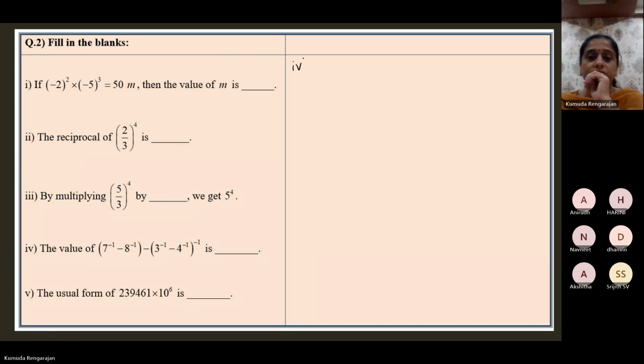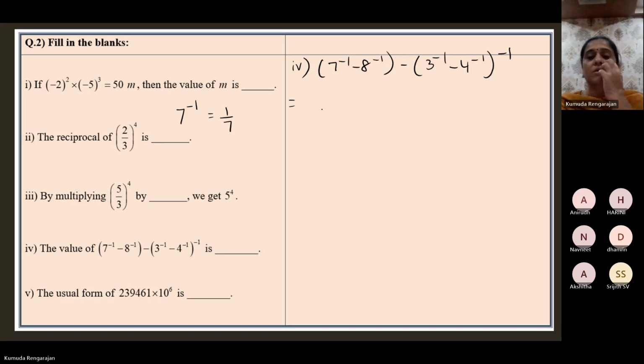So 7 to the power minus 1 is equal to reciprocal of the base, 1 by 7, negative of the power, minus 1 plus 1. Don't write plus 1. Dhanvan, now you can continue. Ma'am, I'm doing. Okay. Anybody else?